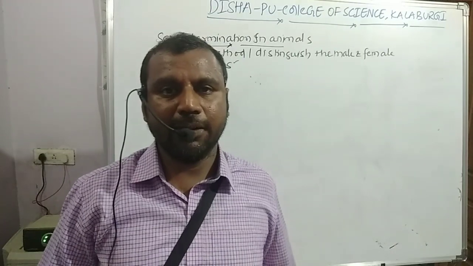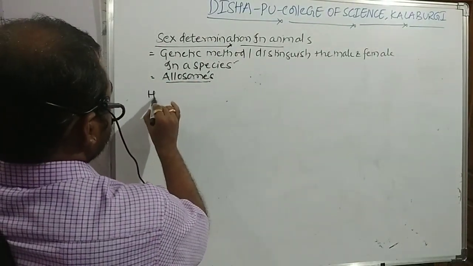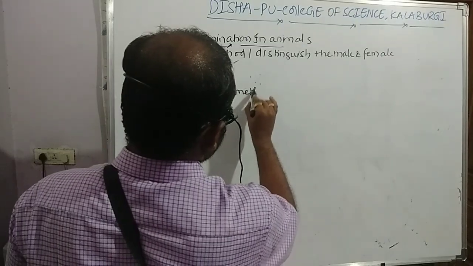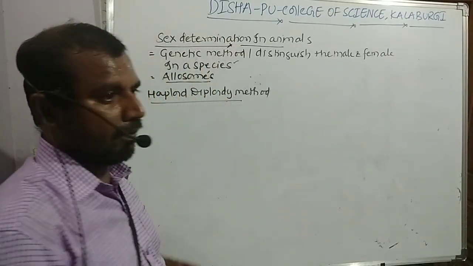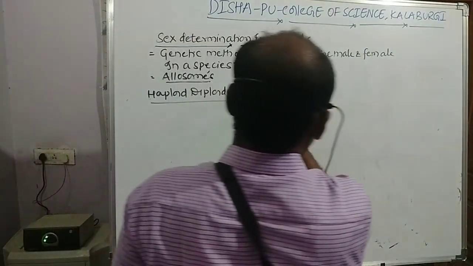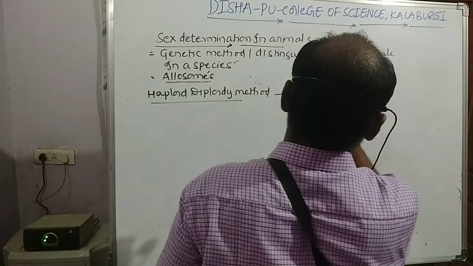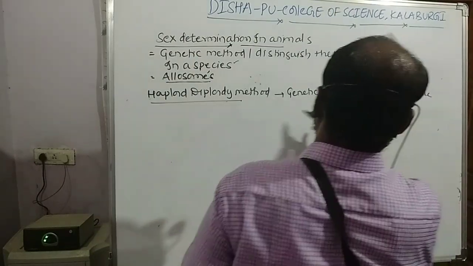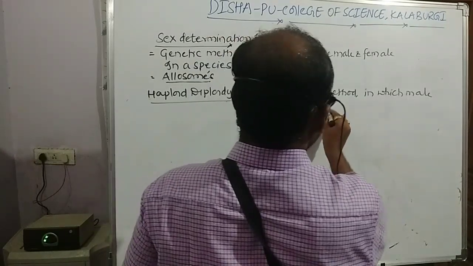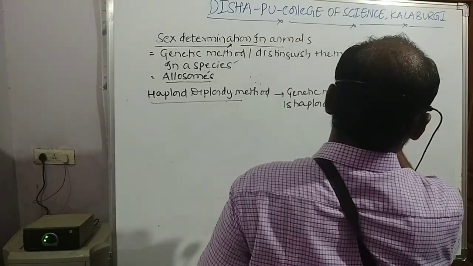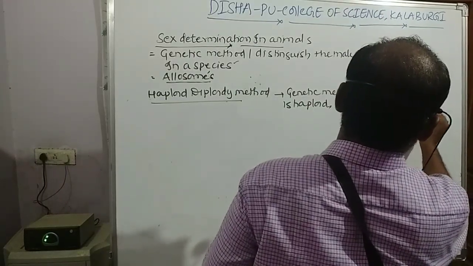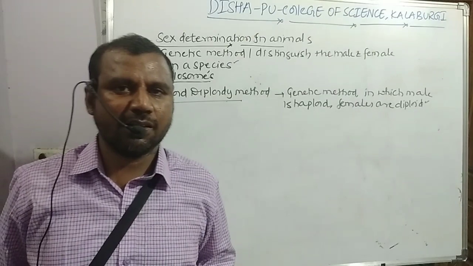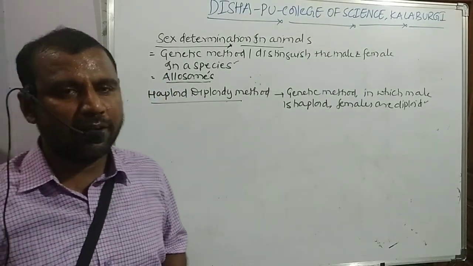Now next, the haploidy diploidy method. What is the meaning of this? It is a genetic method, or a phenomenon, in which the males are haploid and the females are diploid. Such a method is the haploid diploidy method.